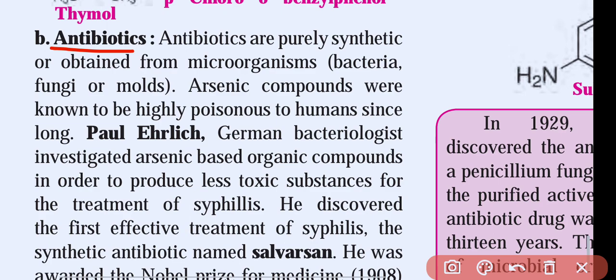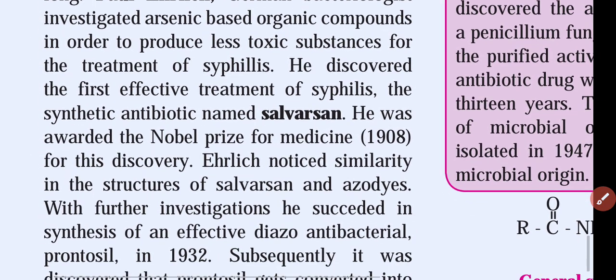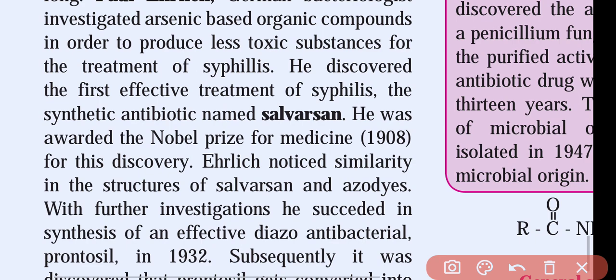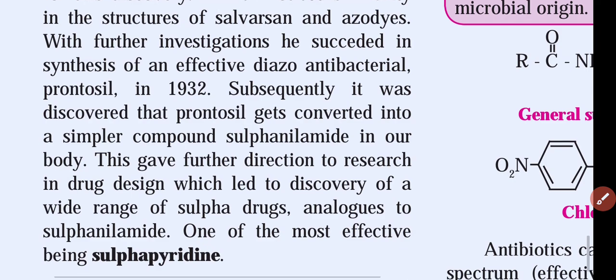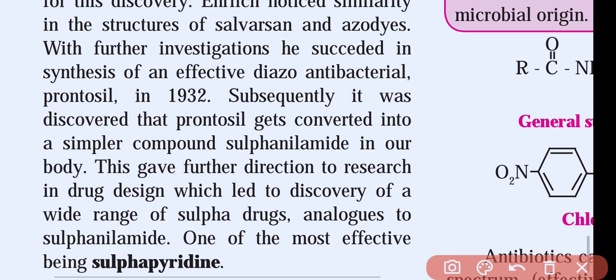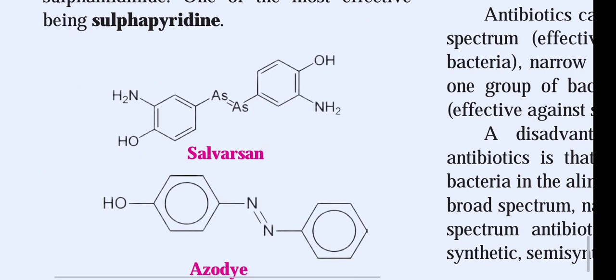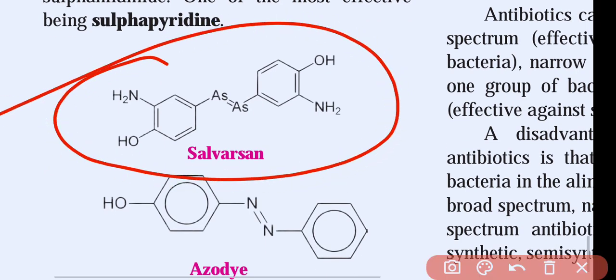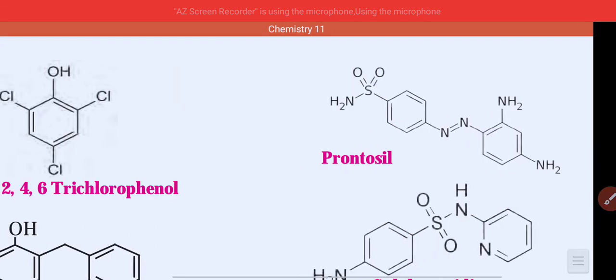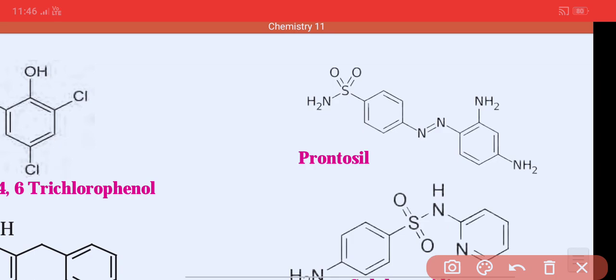Now come to antibiotics. Antibiotics are drugs which are purely synthetic or obtained from microorganisms like bacteria, fungi or molds. An example is salvarsan. Salvarsan is an antibiotic, and it is an effective drug used in the treatment of syphilis. Now see, this is the structure of salvarsan.